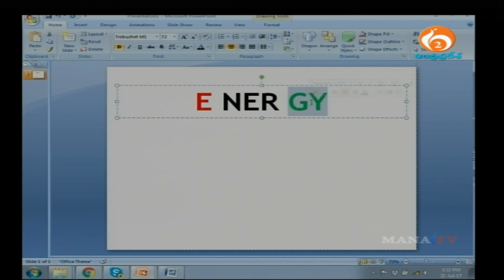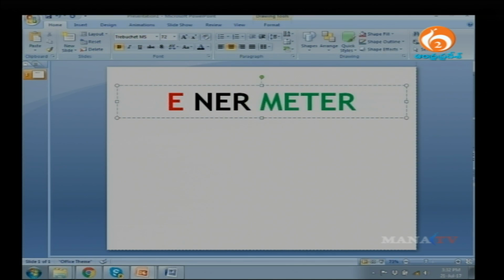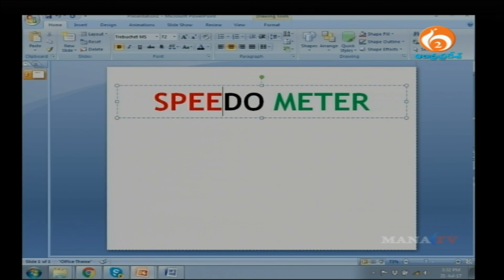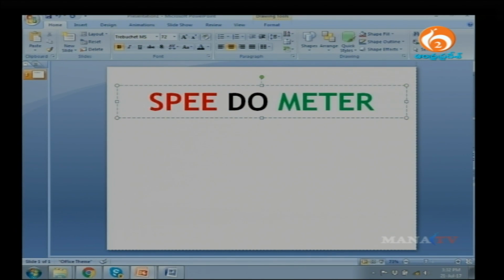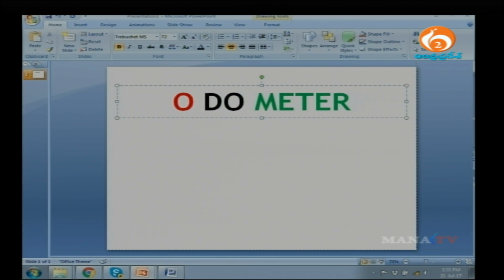The last one is METER. We always pronounce this as speedometer. It's not speedometer, it's speedometer, because spe is where the stress is. So I say speedometer. The same thing happens with odometer.